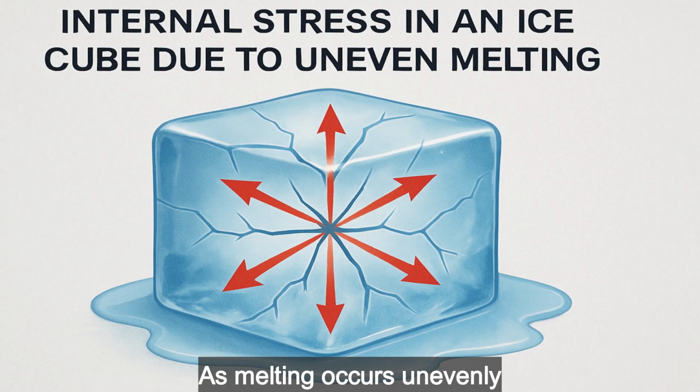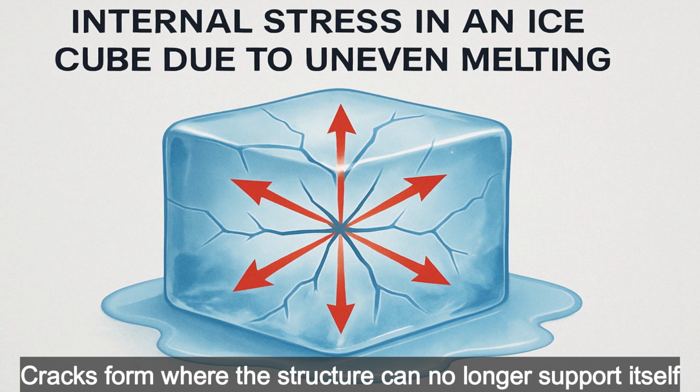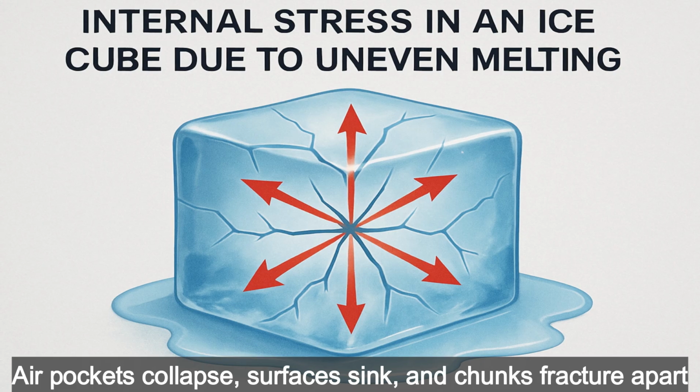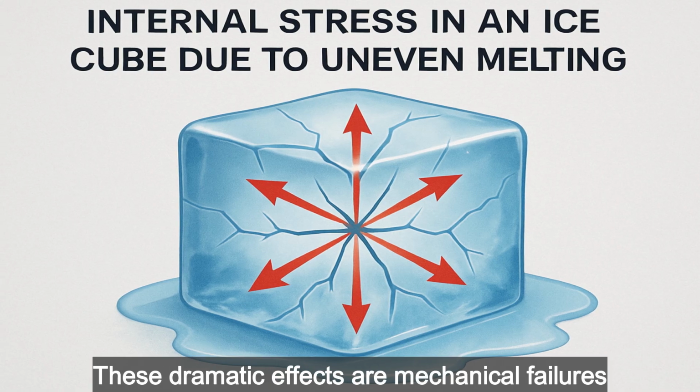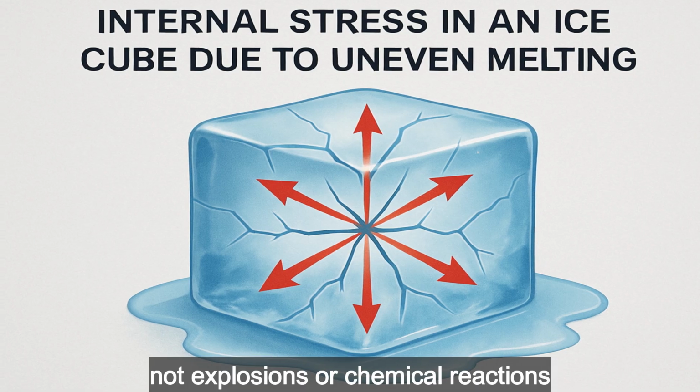As melting occurs unevenly, internal stresses build up inside the ice. Cracks form where the structure can no longer support itself, air pockets collapse, surfaces sink, and chunks fracture apart. These dramatic effects are mechanical failures, not explosions or chemical reactions.